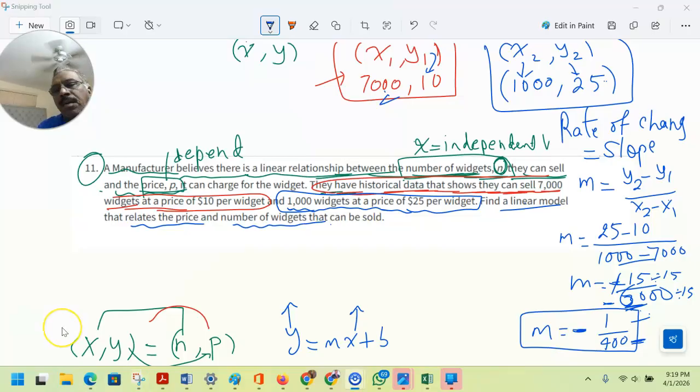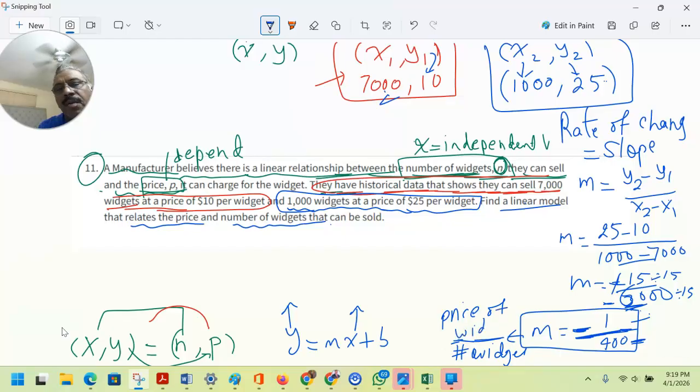So another way to describe this: the bottom part of the slope is the number of widgets sold, and this minus one means the price of the widget goes down by $1. See this minus one? So this is the understanding of that.